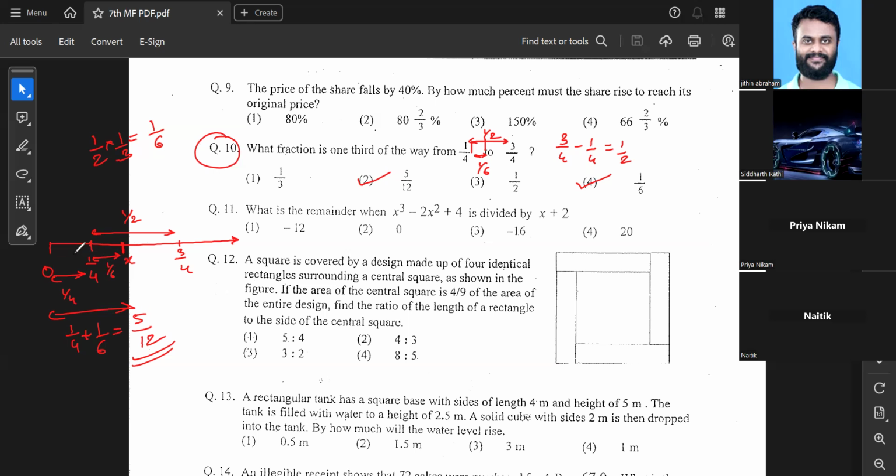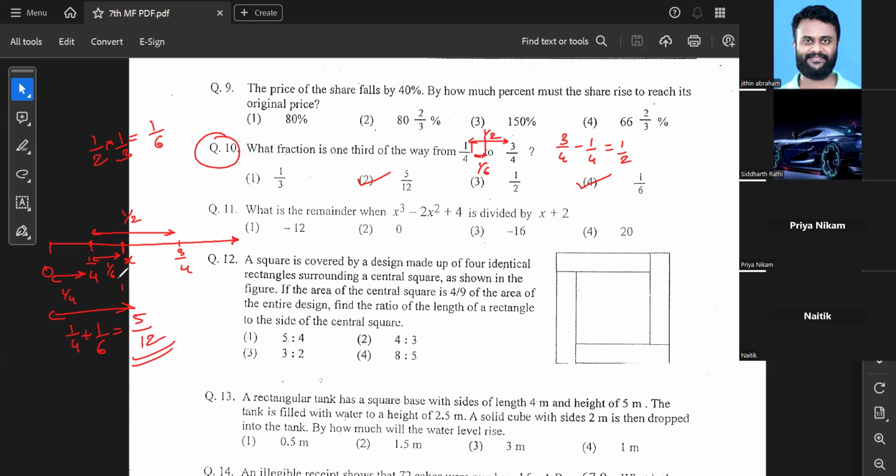So, my dear child, this is a number line where 0 is a number, 1 by 4 is a number, x is a number, 3 by 4 is a number. Now, what is x? X is what they have asked in the question. It is basically one third of the way between 1 by 4 and 3 by 4. So, what did I do first? I found the distance between 1 by 4 and 3 by 4. Then I took one third of it. I came to know that 1 by 6 is one third of that particular distance.